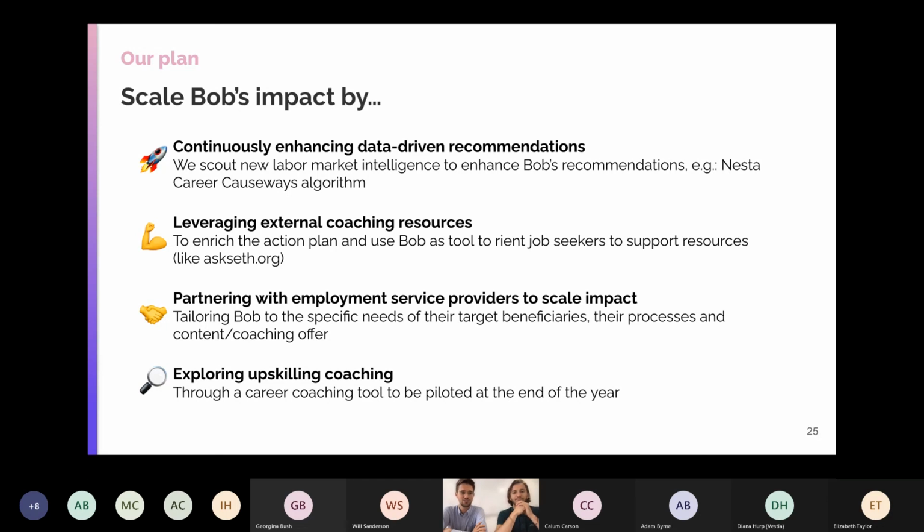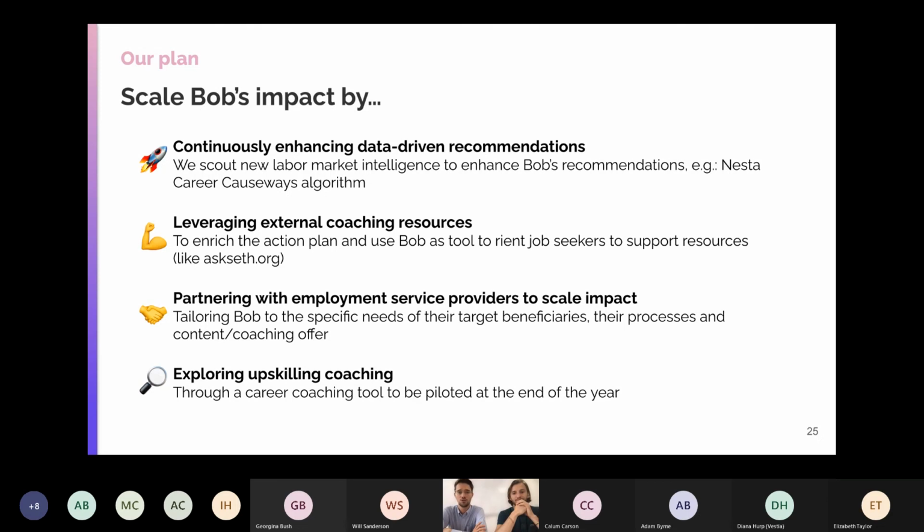And today was the launch day of askteth.org by ERSA, and so this is typically a great resource that we want to be able to direct our users to when they need it. Our goal as a non-profit is really to scale our impact.